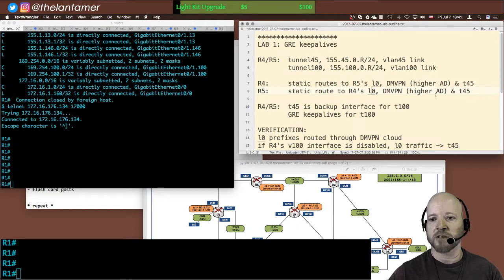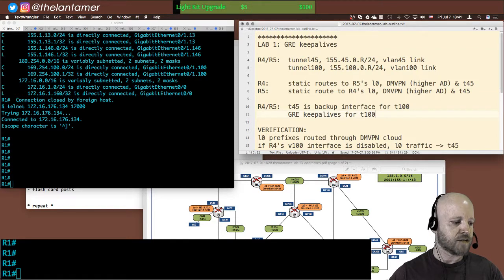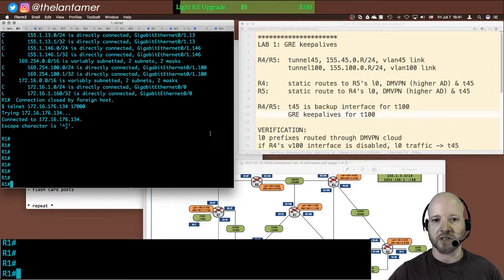The first part of this is pretty much all the same as yesterday. And then at the end, we have a backup interface and the keepalive setup, which I've done my research on. So hopefully this will go smooth. We're going to be working between routers 4 and 5 segments. Let's go ahead and build it.